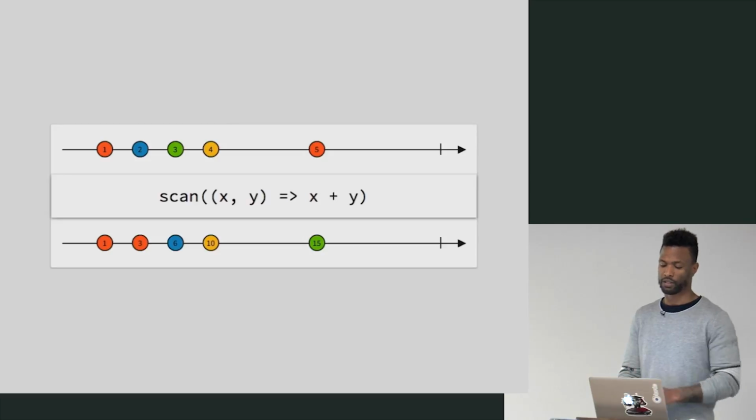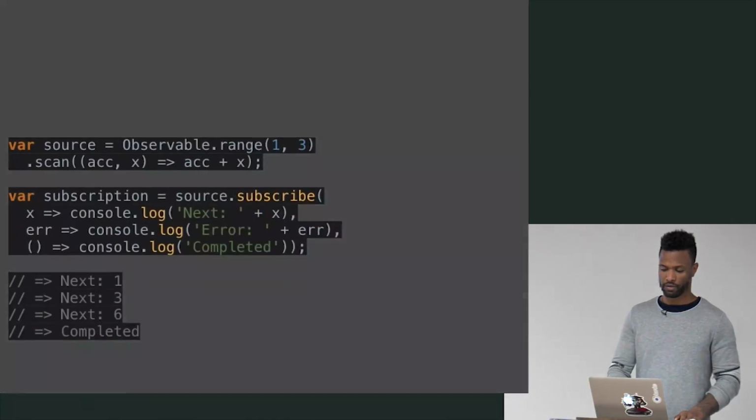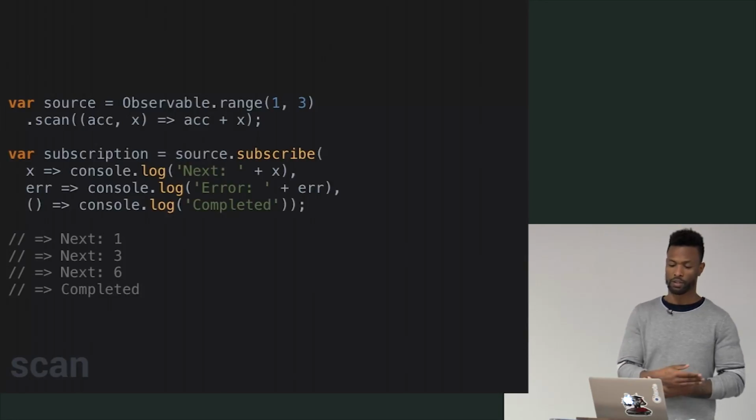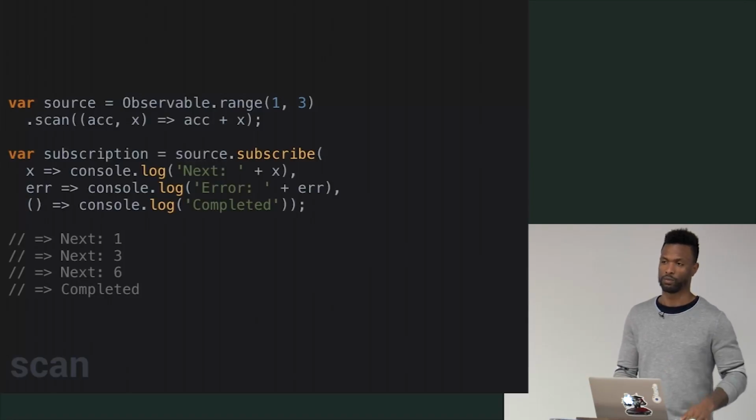So we can see every single step, not just the final result. Very helpful. So again, this is some code of how you would do it in an observable. We have a range of 1 to 3, and we're just going to scan over it. And just like reduce, we have an accumulator, and then we have our actual item. And as you can see in the comments below, we get all 3 events emitted instead of just 6, which is what reduce would yield.